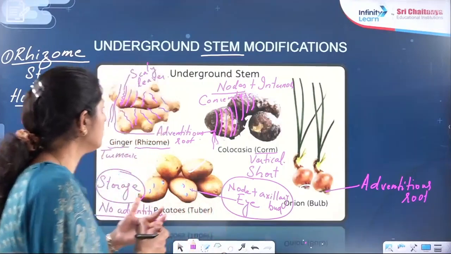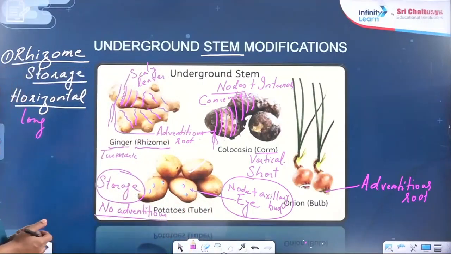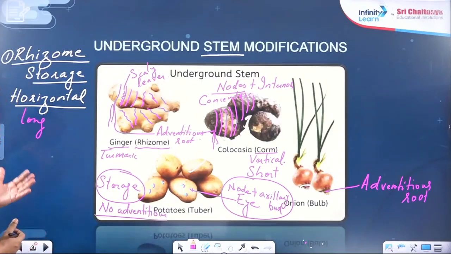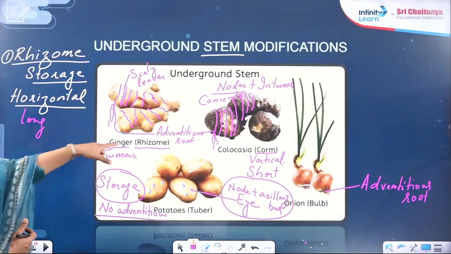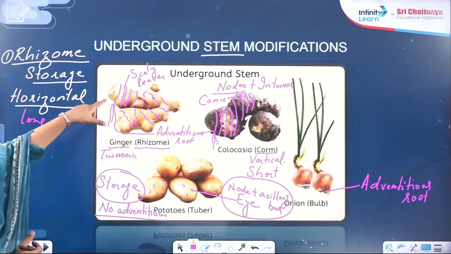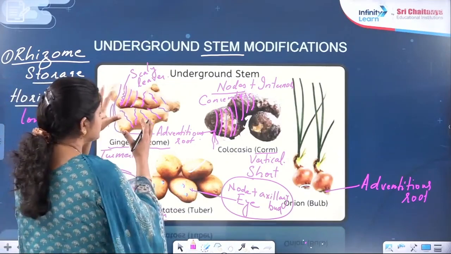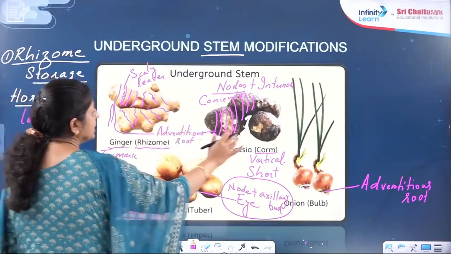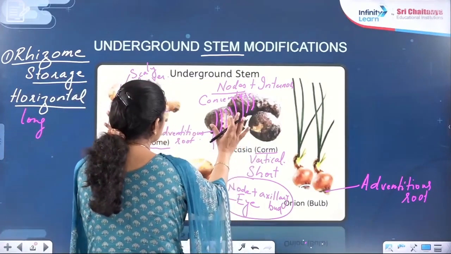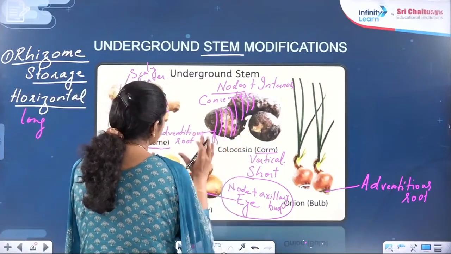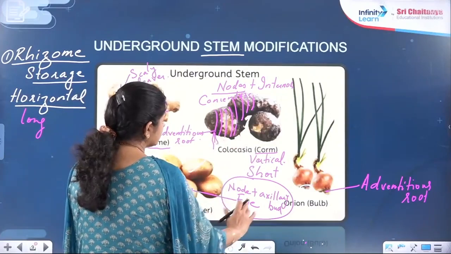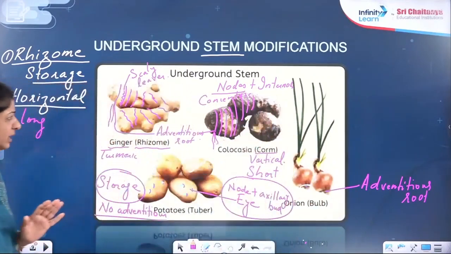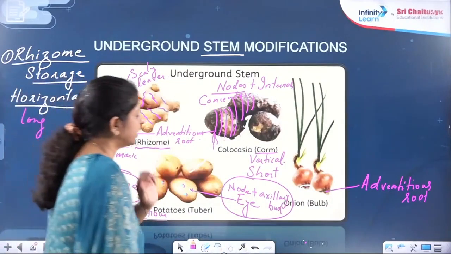You should know this for the underground stem modifications, right? So this is the basic differences between all these points, that these rhizome, they are having the nodes, internodes, no doubt, because it is a stem modification, but it is not concentric, it is irregular. But here it will be concentric. Both are having adventitious root, but in tubers there is no adventitious root. Adventitious roots are even in case of the bulbs. Getting that? Now coming to the bulb part.